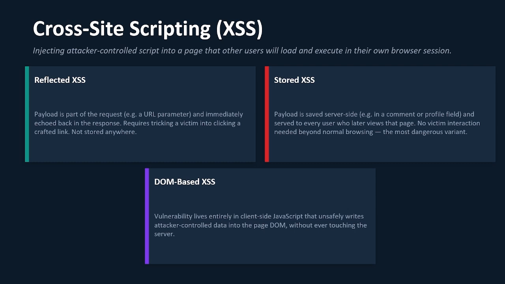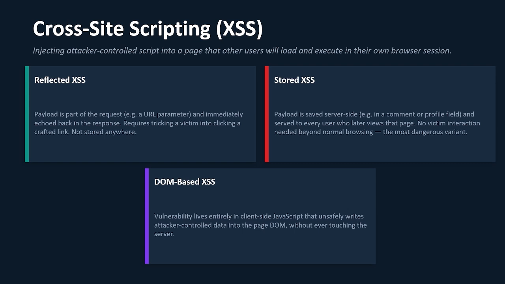And this is where you can inject attacker-controlled scripts into a page that other users then load and execute in their own browser session. So typically, if it's a reflected cross-site scripting, then the payload is part of that particular request. So the URL parameter is echoed back in the response. And so this would require tricking a victim into clicking a crafted link.